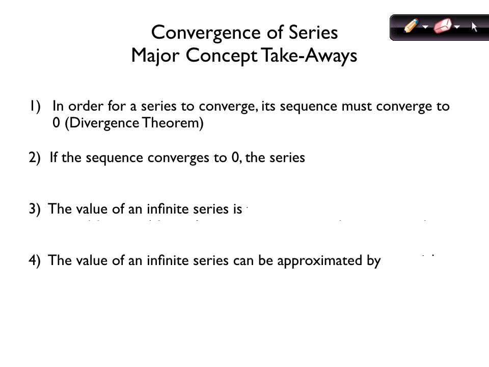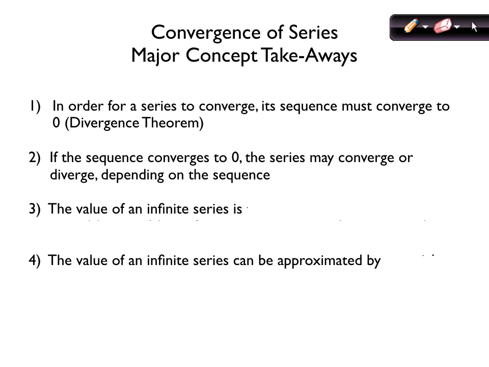What about if the sequence converges to 0? It definitely converges? Maybe. It has a chance. It may converge or it may diverge, depending on the sequence. Right? We've seen examples of both, where the sequence went to 0, and depending on the sequence, the series might converge, might not.